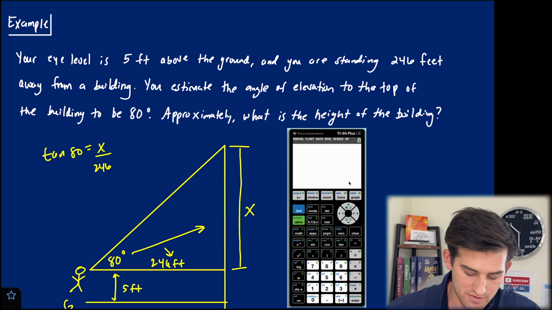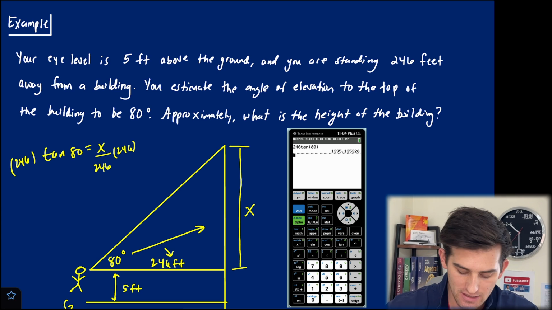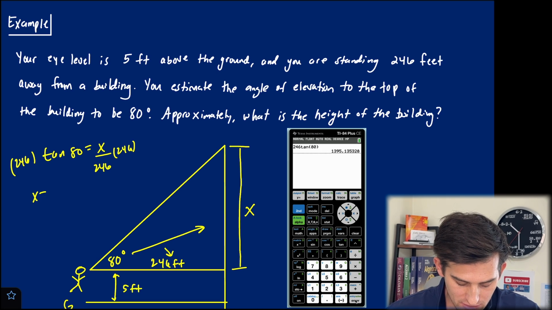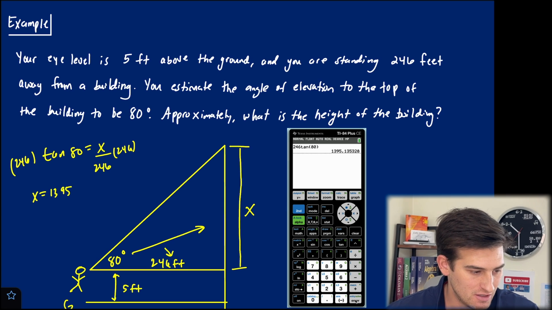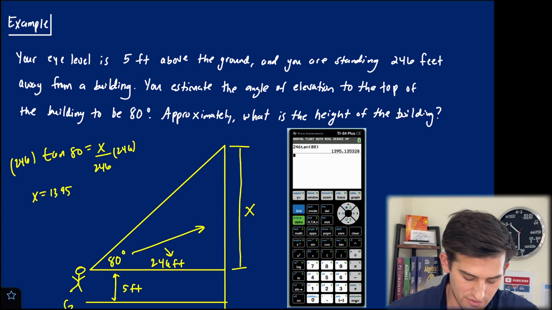Now I'm going to multiply both sides of my equation by 246. In my calculator, I can type in 246 times tangent of 80. Now we hit enter, and we're going to get x is equal to 1,395.135, let's just say approximately 1,395, and we're talking about feet.